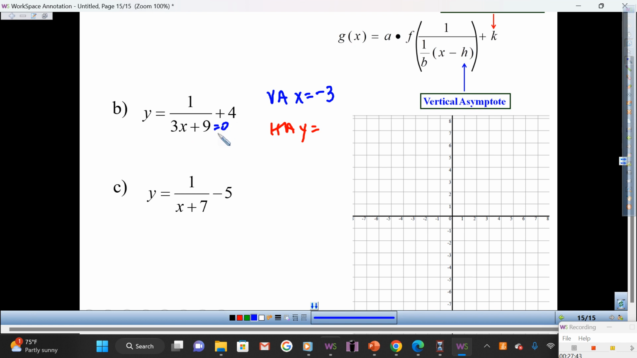-3. Yeah, you set that equal to 0. Subtract 9, divide by 3. That's -3. And of course, our HA is 4. Hands if you got that. Okay. And of course, your asymptote. And -3 is over here. Up and down asymptote. There you go.